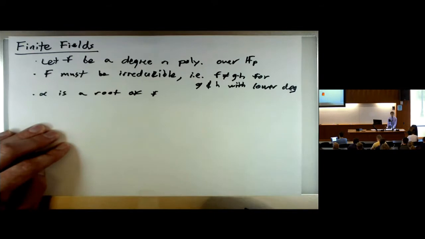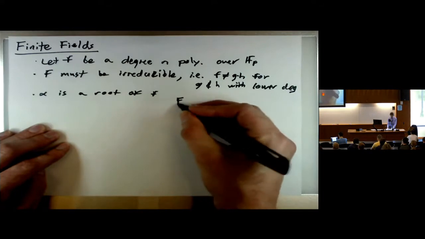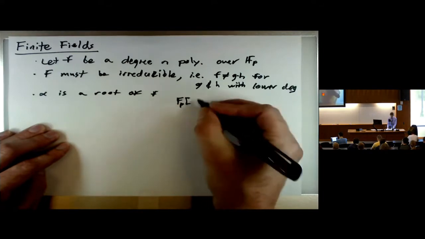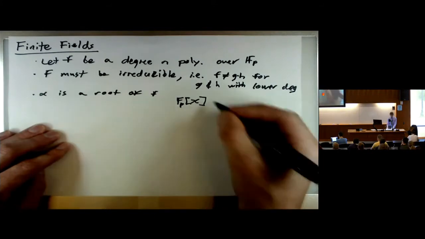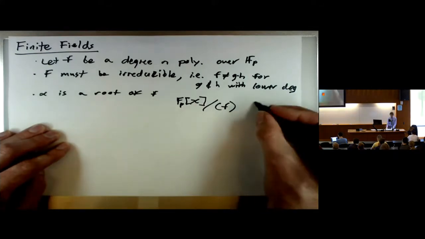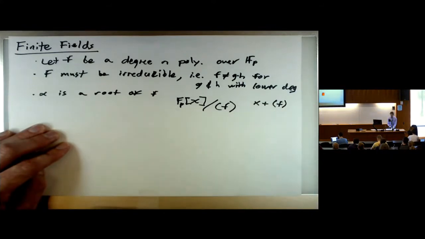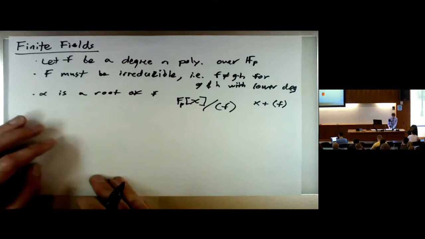The formal construction of this is Kronecker's theorem, by which I mean you take a polynomial ring over F_p, you take the quotient by the ideal generated by f, and this equivalence class in your quotient is basically alpha. And so that gives you something to work with. But it's a pain to write out x plus the ideal generated by f all the time. So it's easier to just use alpha.